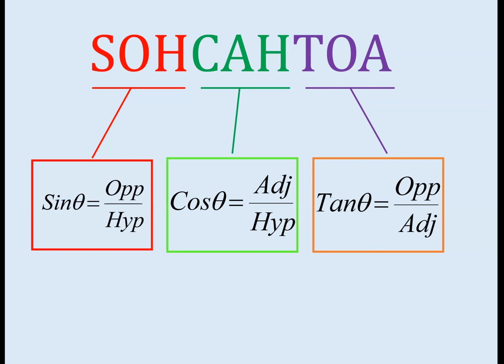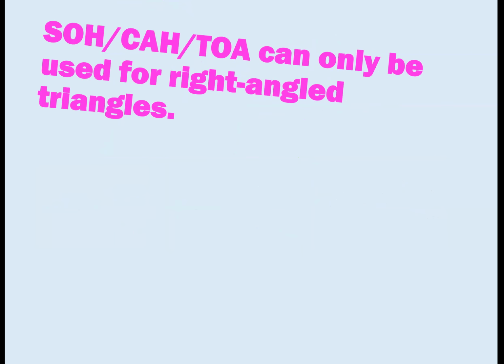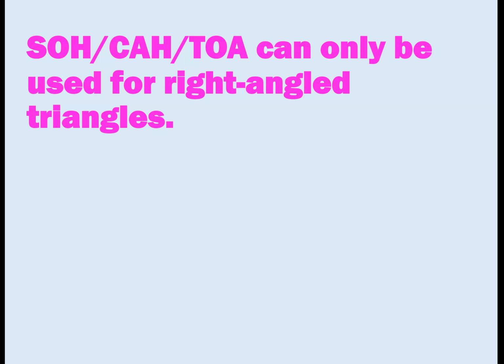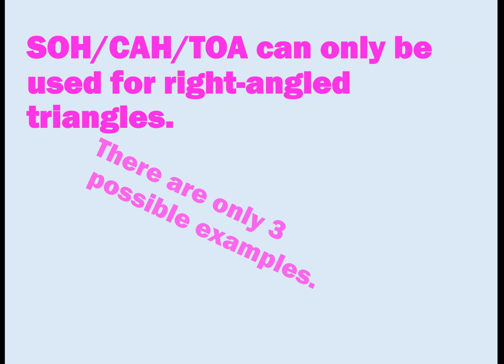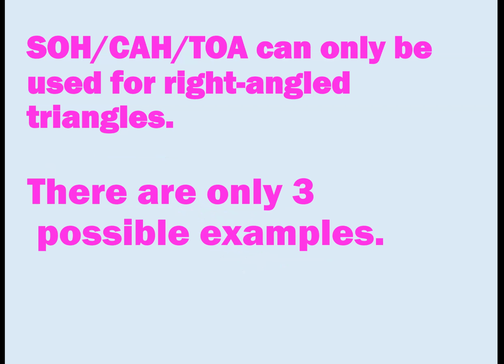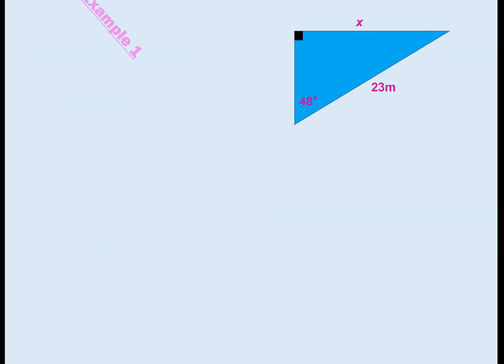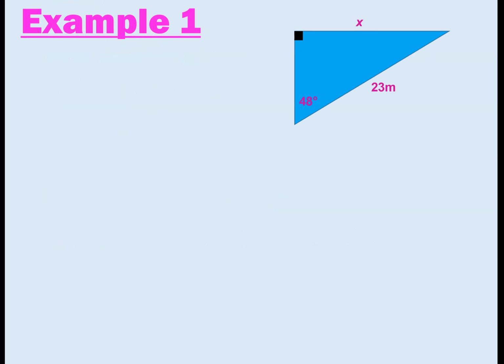Later on in the topic, we'll actually have a look at why that is so. But anyway, I would say there are only three possible examples for trigonometry, and it's not sine, cosine, and tangent. It's about where your unknown is. So let's look at example number 1. And if you follow these steps, easy as.